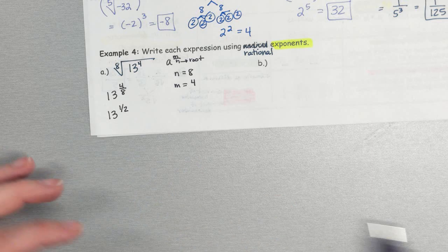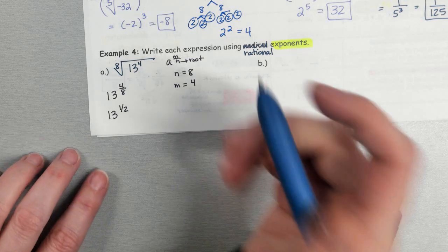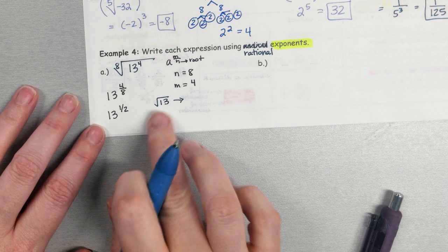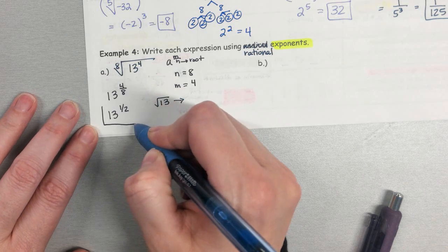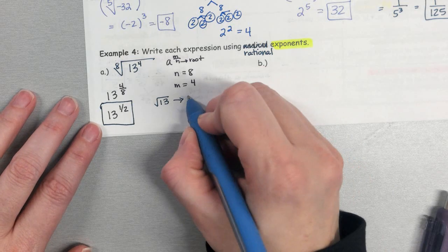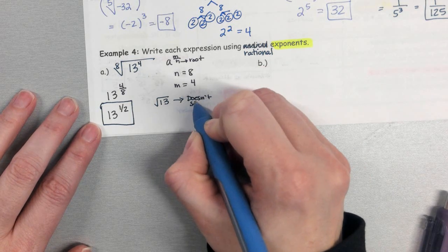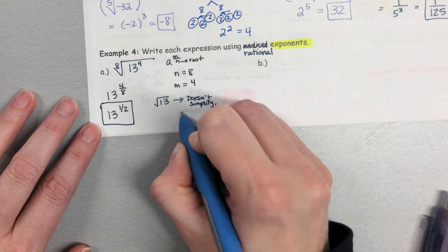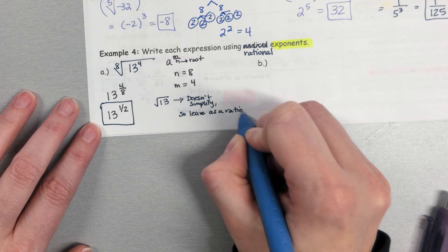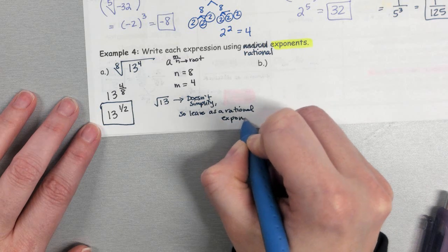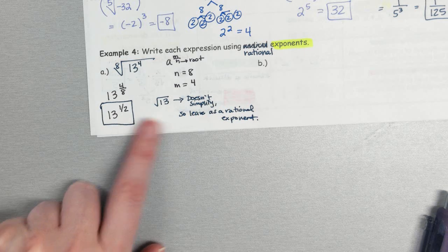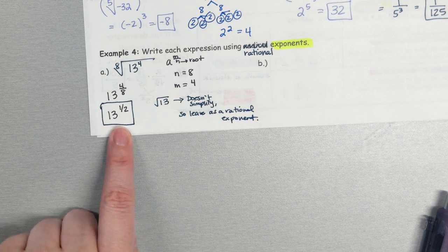Now when you get in this situation, remember 1/2 is the same thing as the what? Square root. Now, if this simplifies, okay, then you would bring this down, but can you simplify the square root of 13? No. Okay, so it doesn't simplify. So leave as a rational exponent. Okay, because it does say to write it using rational exponents, and then once you simplify, if it doesn't simplify, you can just leave it like that.